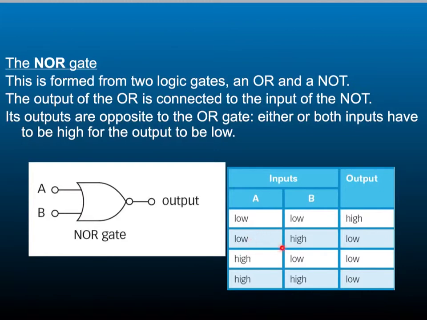Normally, if you have one low and one high input, you would get a high output. But as this does the opposite, it gives us a low output. And then in the OR gate you would expect two high inputs to give a high output, but this time it is low because it does the opposite.